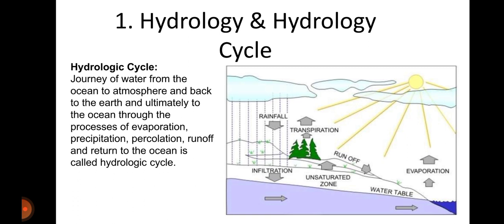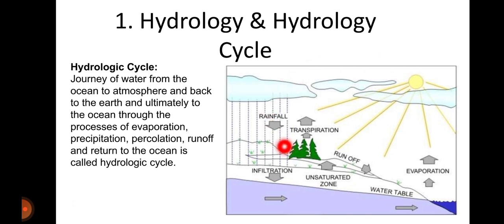So here the hydrologic cycle is defined as the journey of water from the ocean to the atmosphere and back to the earth. From the ocean to the atmosphere, it is transported from liquid to gaseous form, in the form of vapor, as you can see in the image, and from the ocean again it will reach back to the earth and ultimately to the ocean through the processes of evaporation, precipitation, percolation, and runoff, and it will return to the ocean, and it is called the hydrologic cycle.